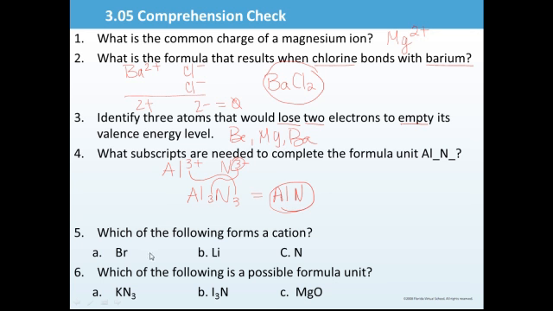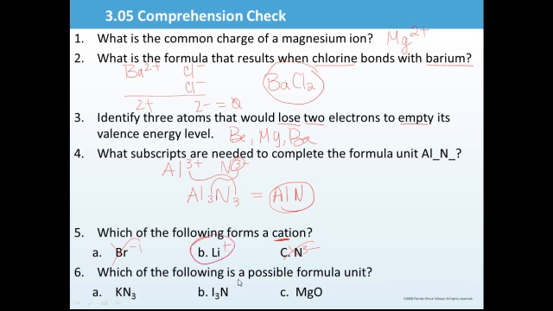Number 5, which of the following forms a cation? Okay, let's find them all on the periodic table. Bromine is in group 7 and it forms a -1 charge, so that's not the answer. Lithium is on the left side of the periodic table. It forms a positive charge. That could be it, because remember, a cation, cat is positive. Nitrogen is on the right side of the periodic table. It forms a 3- charge. Therefore, that's not it either. But the correct answer is lithium.